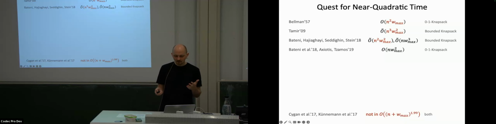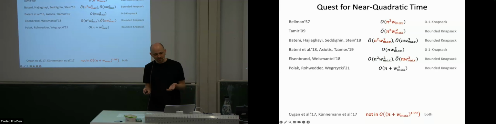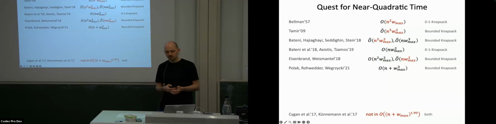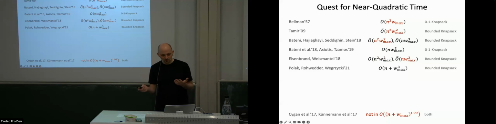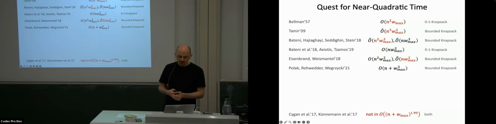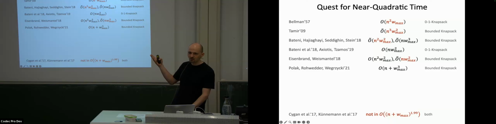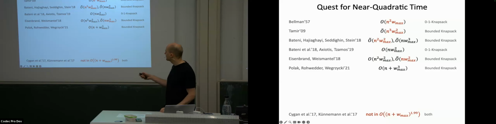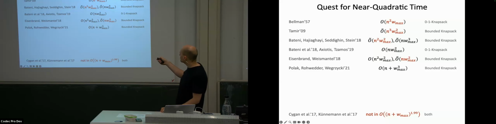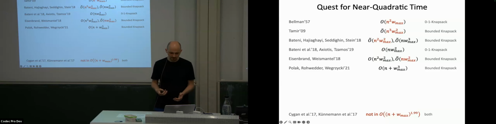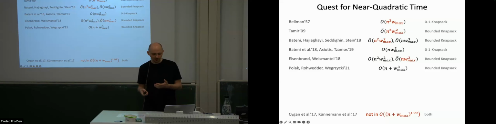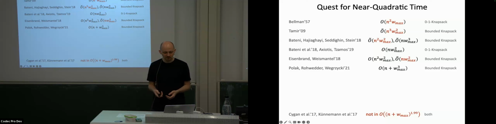And then there was a long chain of work of faster and faster algorithms in terms of these two parameters. Some only work for 0-1 knapsack, some work for the more general bounded knapsack. I marked the ones that actually improve the combined exponent, right? For bounded knapsack, this used to be 5, and then it was reduced to 4, and then to 3. So what is the exponent of n plus the exponent of W max? And the lower bound is, it cannot be less than 2.